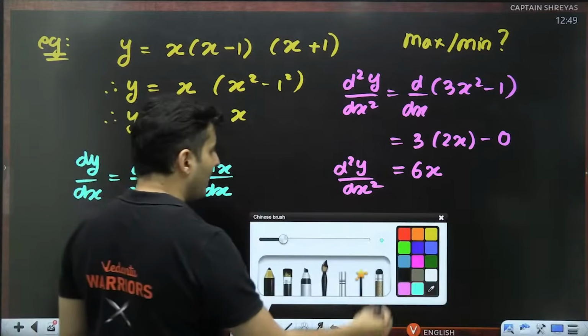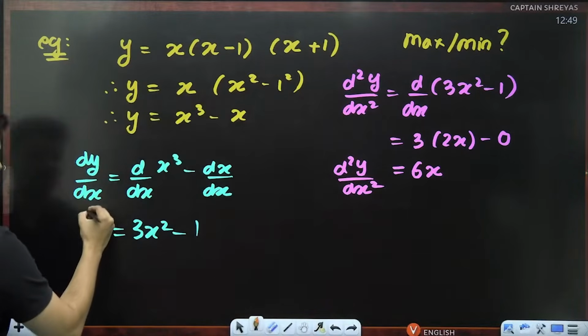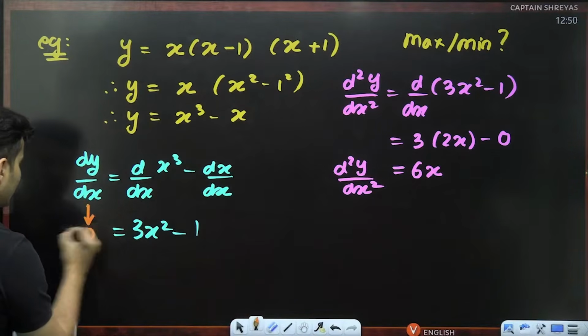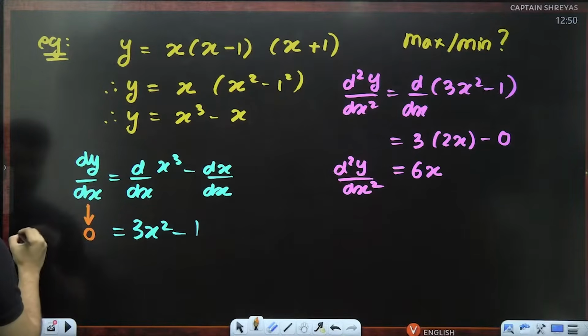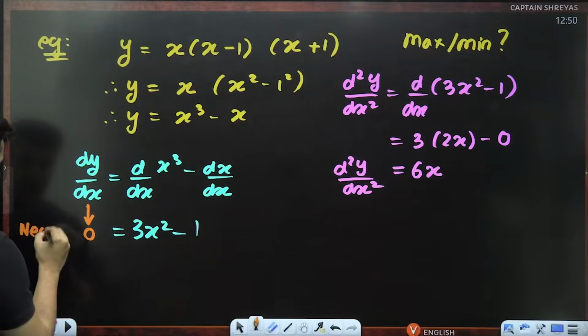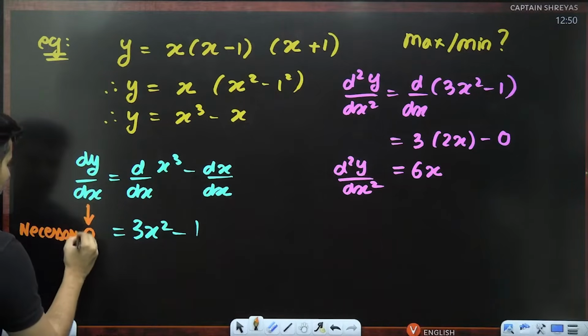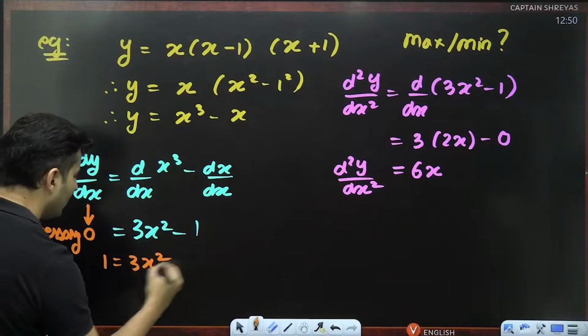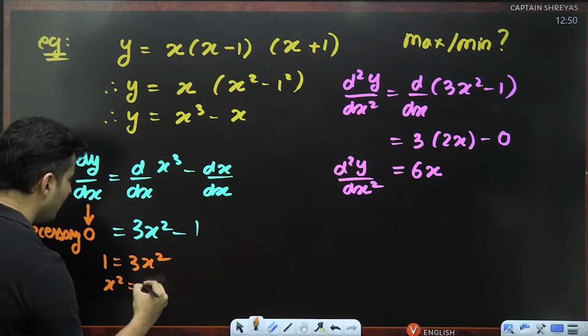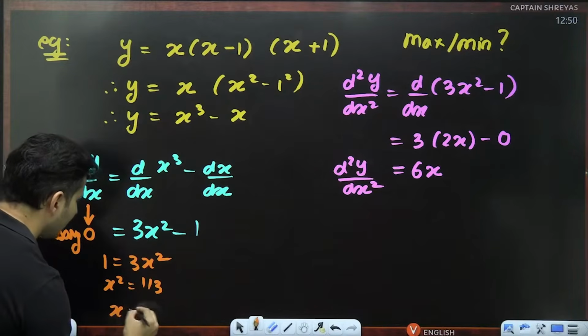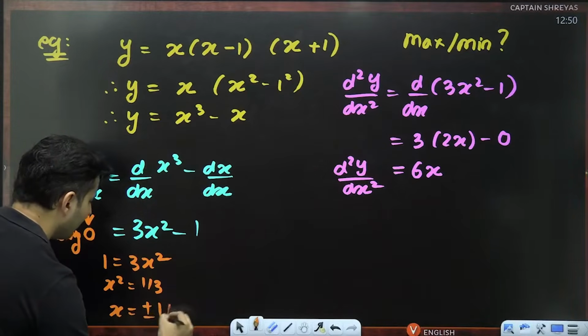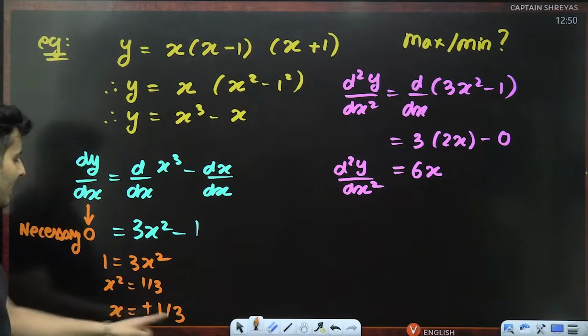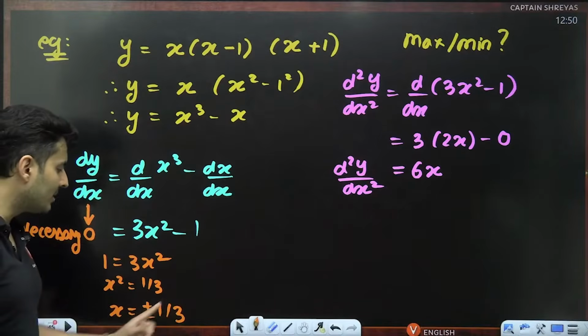For it to be maxima or minima, the essential condition is that dy by dx must be 0. This is the most essential, the necessary condition. So if I rearrange it, 1 will be equal to 3x square. That means x square will be 1 by 3. That means x will be plus or minus square root of 1 by 3. So I am getting two values, 1 by root 3 and minus 1 by root 3.